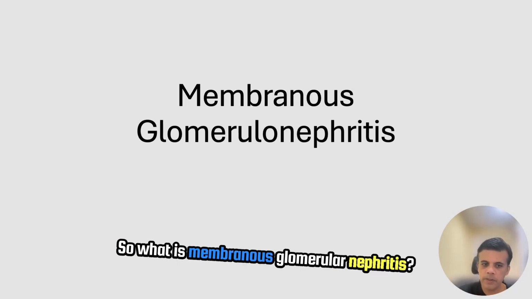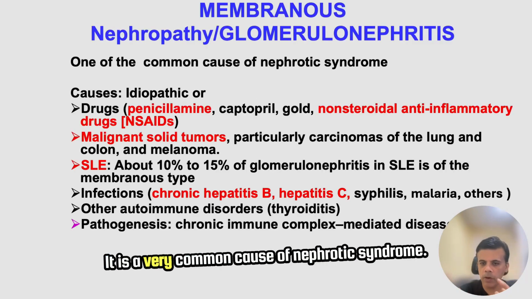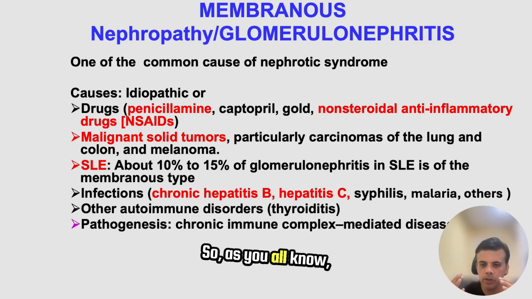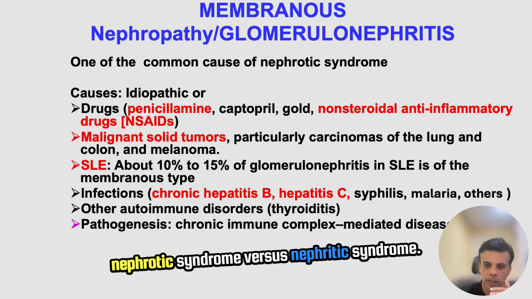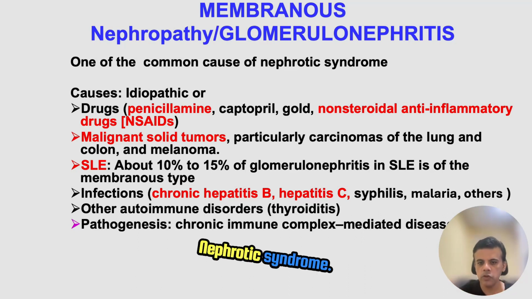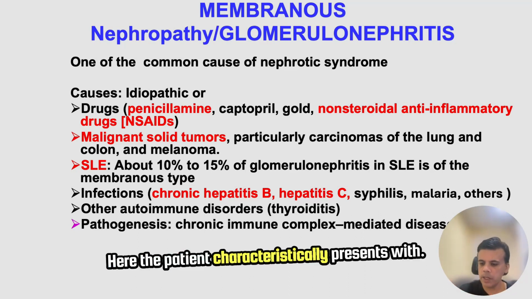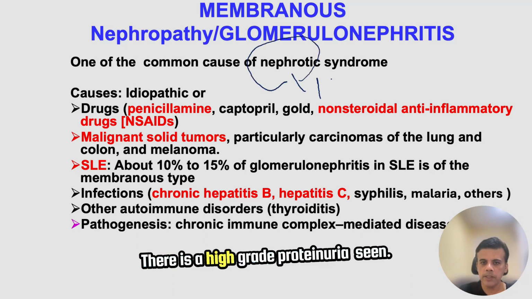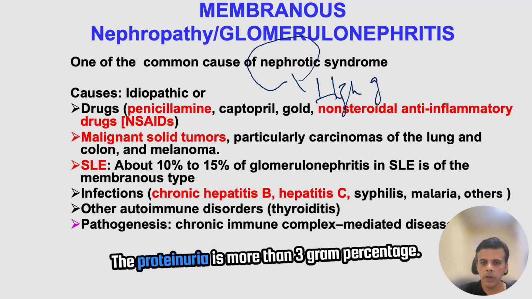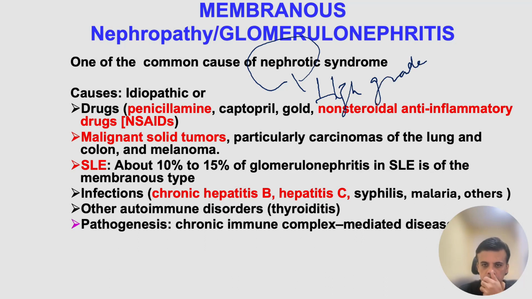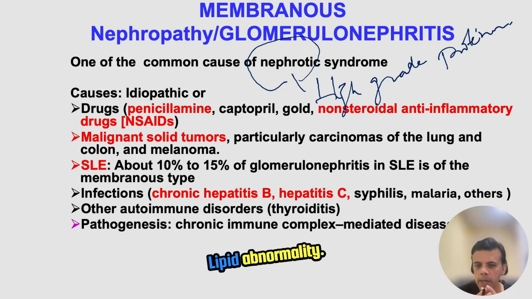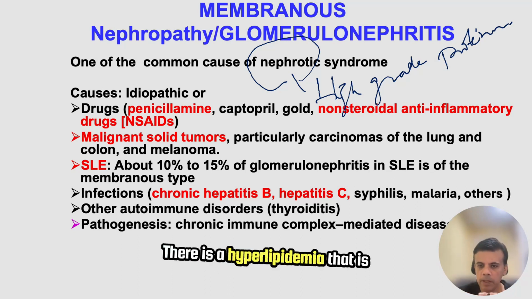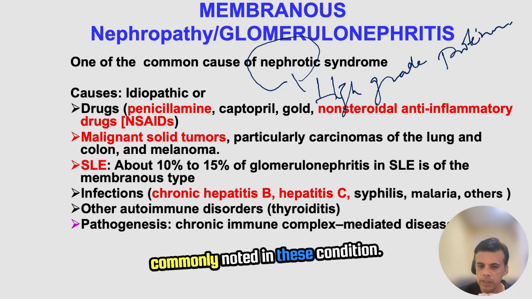So what is membranous glomerulonephritis? It is a very common cause of nephrotic syndrome. As you all know, nephrotic syndrome versus nephritic syndrome. In nephrotic syndrome, the patient characteristically presents with proteinuria. High grade proteinuria is seen, the proteinuria is more than 3 grams. And there is also a lipid abnormality. Hyperlipidemia is commonly noted in this condition.